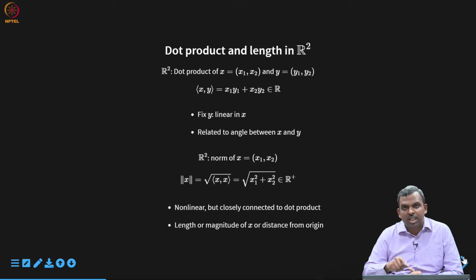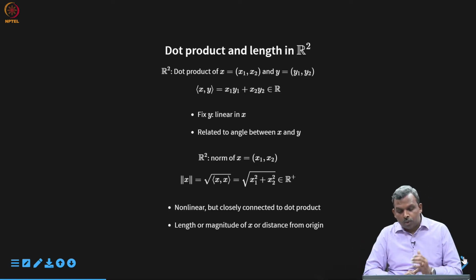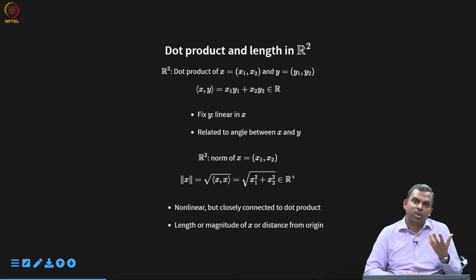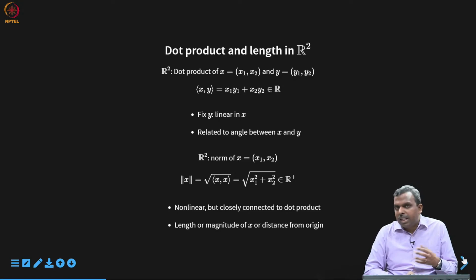I've used this notation R plus. R plus simply denotes non-negative real numbers, so zero and higher. So the first thing you notice is the norm is a non-linear function. There is some squaring involved, a square root involved. So clearly there's some non-linearity going on, but it's closely related to the dot product.